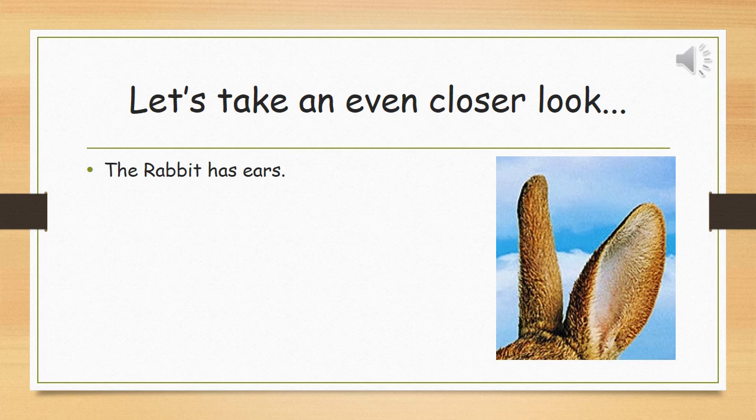You didn't think we'd finished writing, did you? We've not finished yet. Let's take another look. We can write more than that about the rabbit. What about its ears? I've popped my magnifying glass out again and we have zoomed right in. So let's have another look. Here are the rabbit's ears. So your next sentence is, the rabbit has ears. So I need you to copy down, the rabbit has ears.